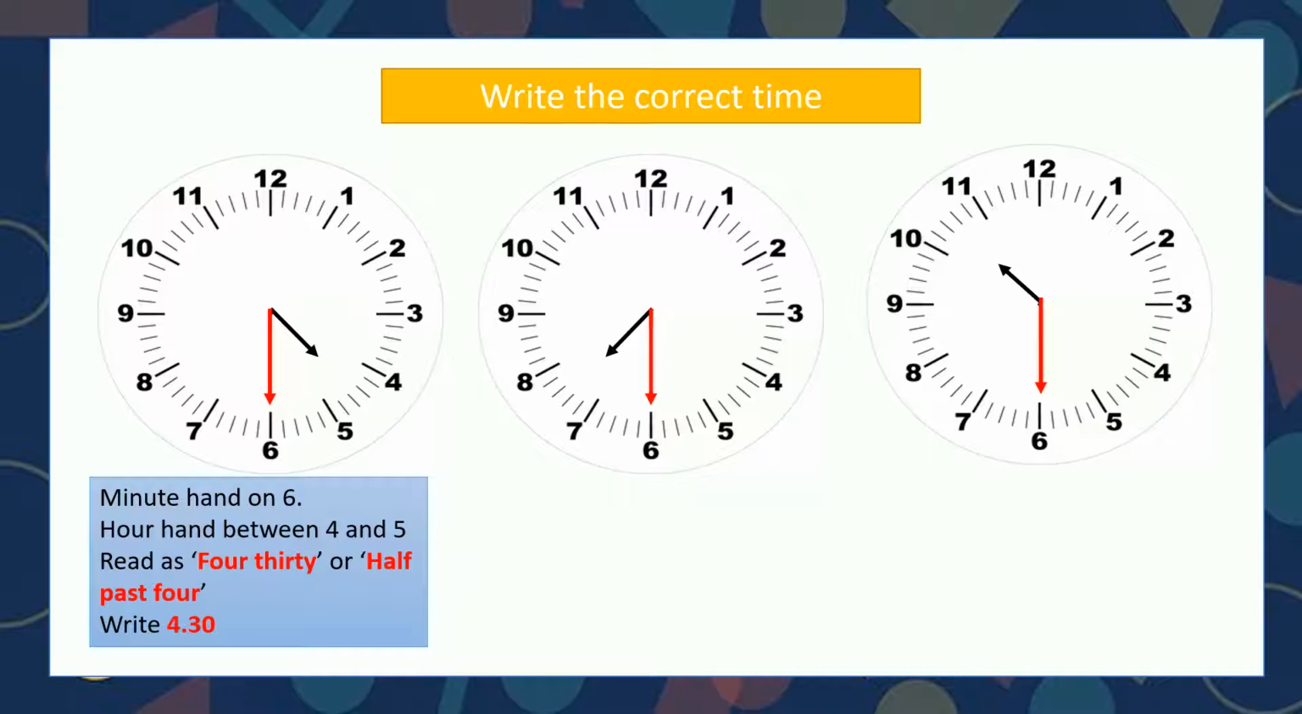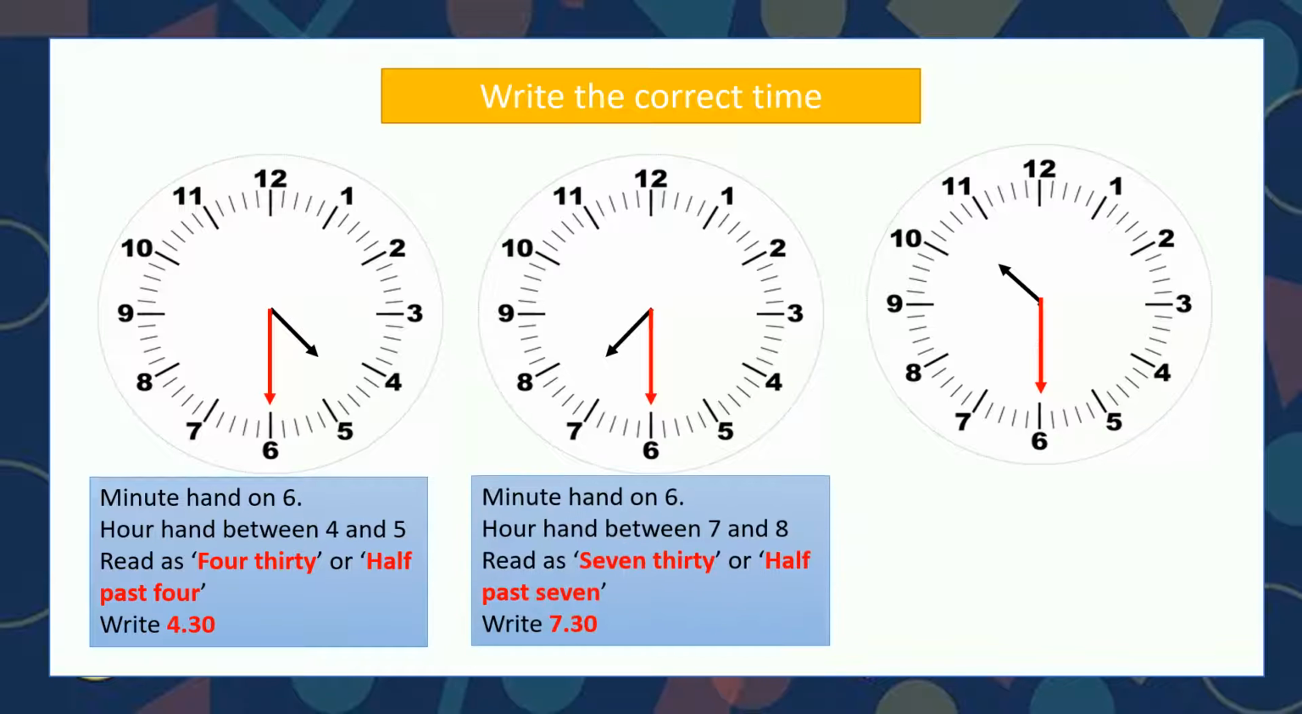The second clock shows the time 7:30. The hour hand is between 7 and 8. The minute hand is on 6. So the time is 7:30 or half past 7. Half an hour has passed from 7 o'clock. So we can say that it is half past 7.